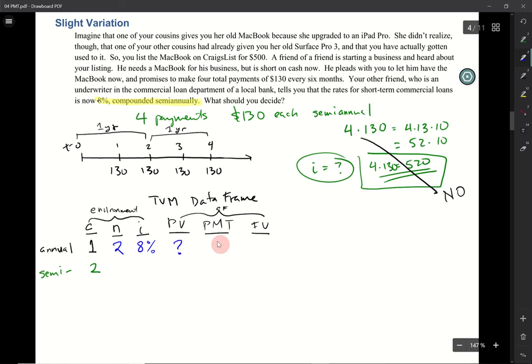PMT, this is the annuity amount, the amount that's level and that's repeated. So that's 130. And in this case, the FV is always the single stray cash flow at the end. So in this case, there's no FV.